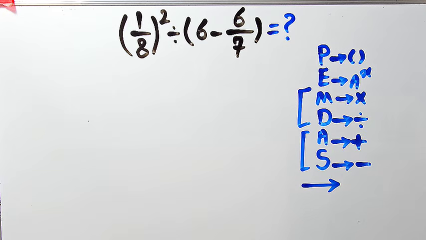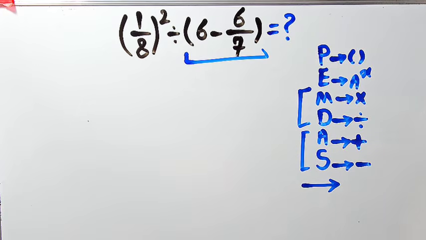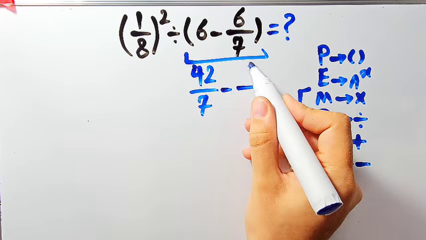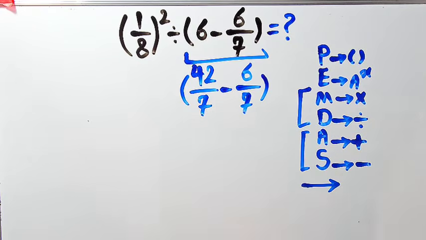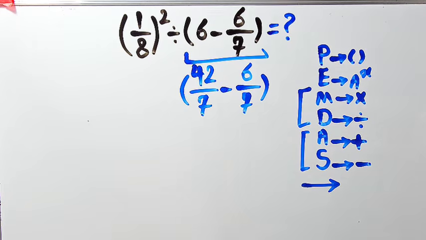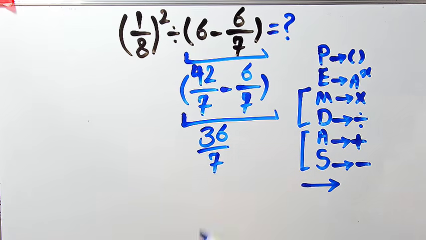Okay guys, according to the PEMDAS rule, first we simplify this parentheses. We have 6 minus 6 over 7. Since the denominator of this fraction is 7, we can write 6 as 42 over 7. Now we have 42 over 7 minus 6 over 7 inside this parentheses. Now we have 1 over 8 to the power of 2 divided by open parentheses 42 over 7 minus 6 over 7 close parentheses. We have exponent, division, and parentheses. Again, we simplify this parentheses. 42 over 7 minus 6 over 7 equals 36 over 7. Now we have 1 over 8 to the power of 2 divided by 36 over 7.